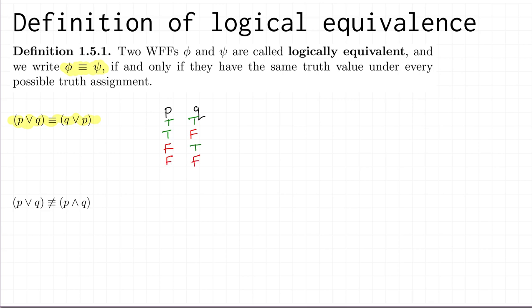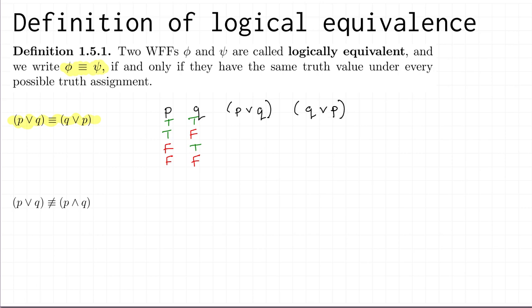And we're going to check that under those truth assignments, which are all the possible truth assignments for P and Q, the two well-formed formulas P or Q and Q or P get the same truth value. So let's look at those. Let's write them down as columns in our extended truth table. So P or Q, and Q or P.